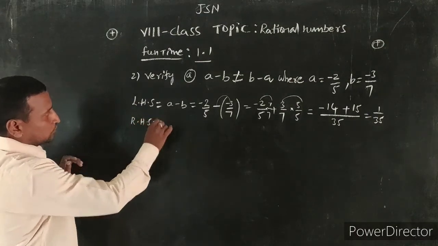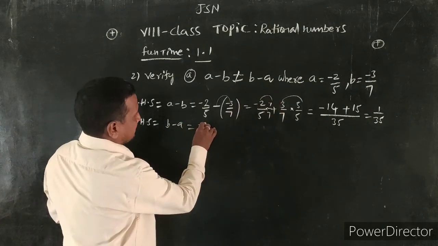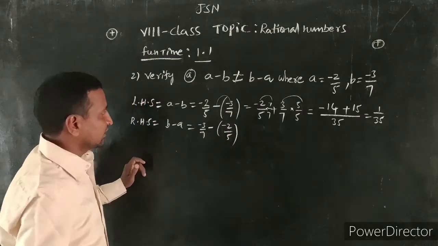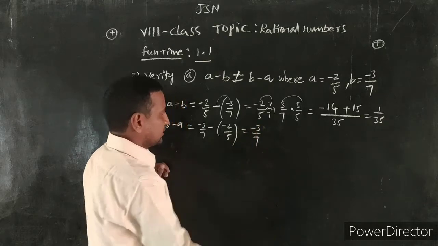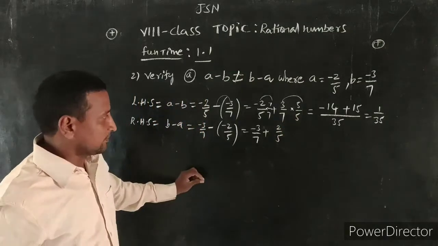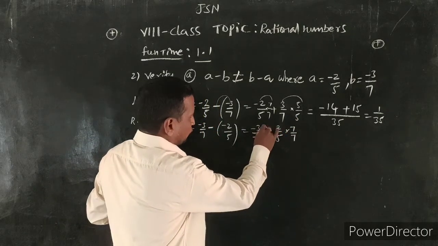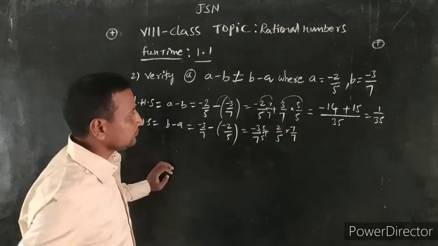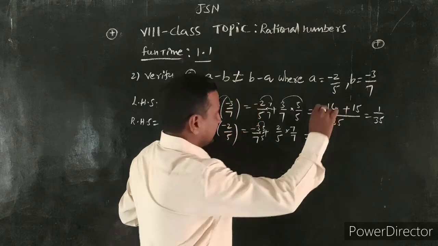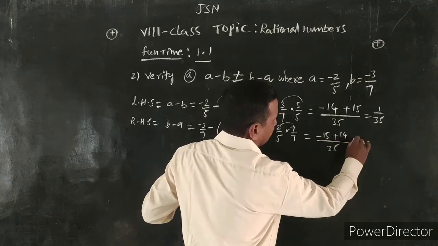RHS equals B minus A. B means minus 3 by 7 minus of minus 2 by 5, equal to minus 3 by 7, minus of minus means plus 2 by 5. Multiply the numerator and denominator by 7 by 7 and 5 by 5. Equal to 5 threes, minus 15, 7 twos are 14, so 14 by 35.